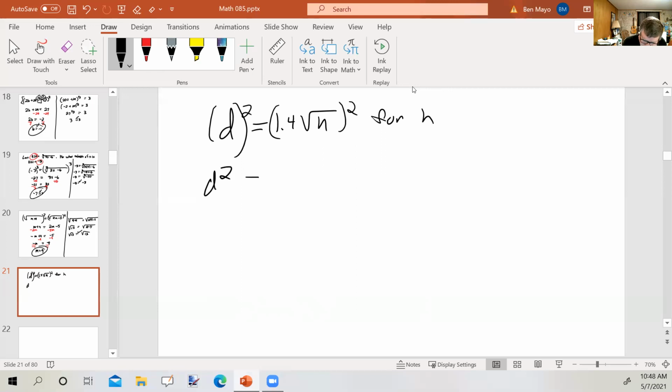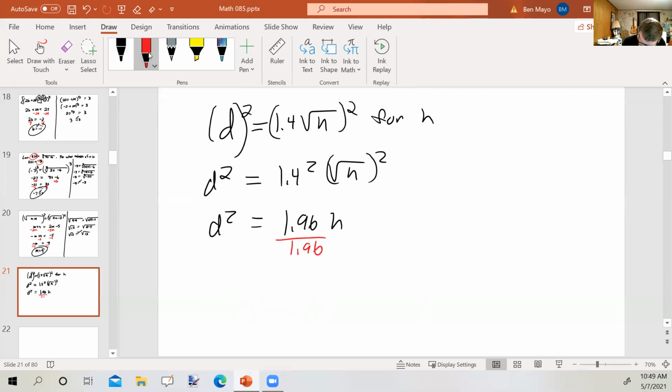On the left side, we get d squared. On the right side, we have a product raised to a power. So this is 1.4 squared, the square root of h squared. So d squared equals, let's see here, 1.4 squared is 1.96, and the square root of h squared is h. Then we'll divide both sides by 1.96, and we get h equals d squared over 1.96.